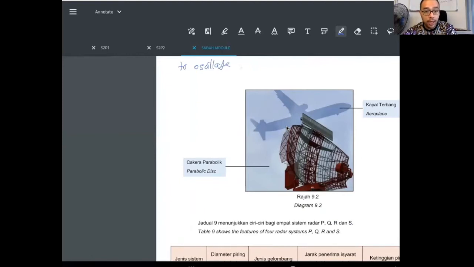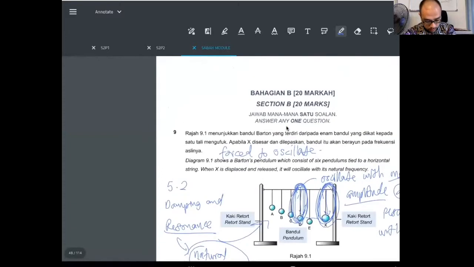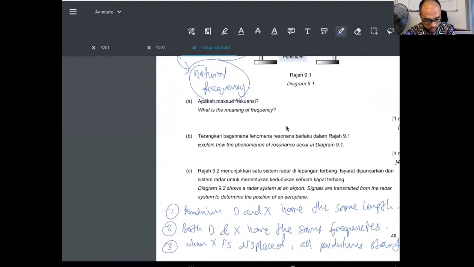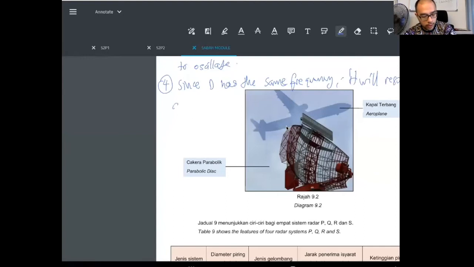Sorry, hold on. Okay, start to oscillate. And then your final point is, since D has the same frequency, it will resonate and oscillate with maximum amplitude.